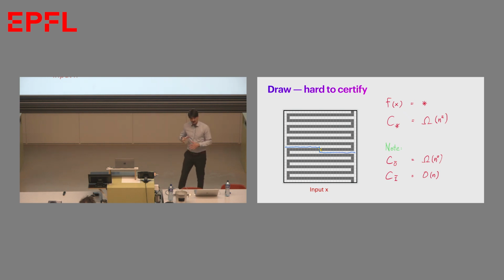I got this separation of certifying Boolean values, linearly many bits, versus certifying draws, n squared bits. It's almost what I want. Secretly, you don't know what I want, but I'll tell you, I want a little bit more.